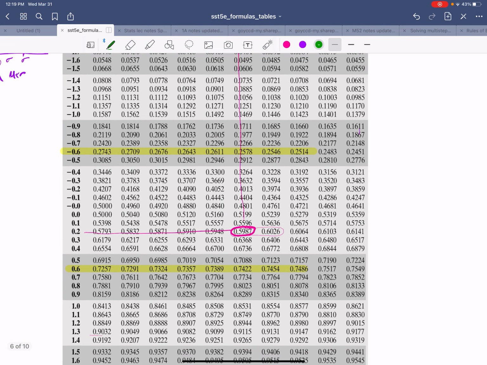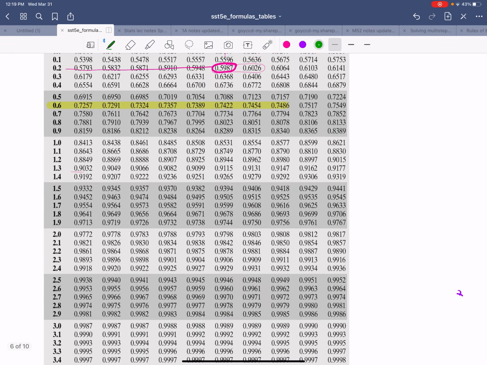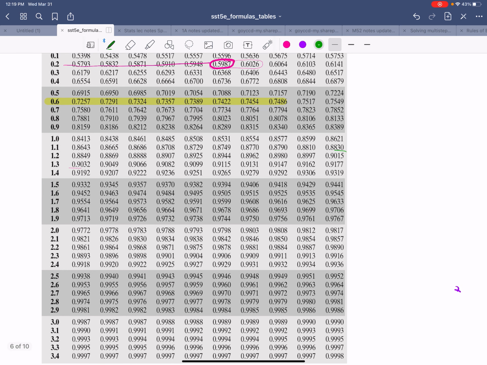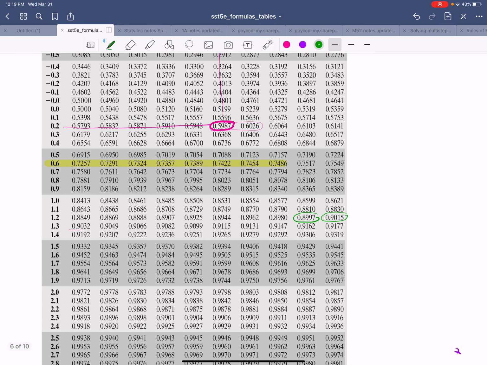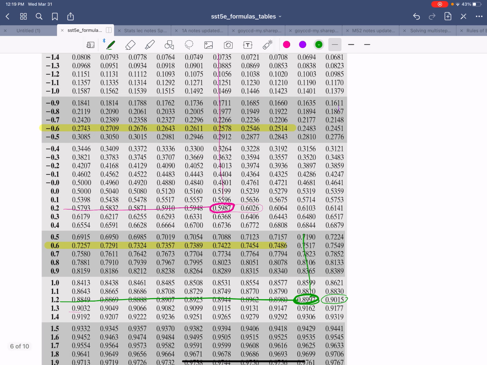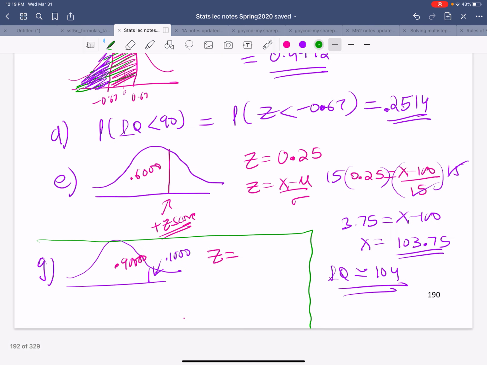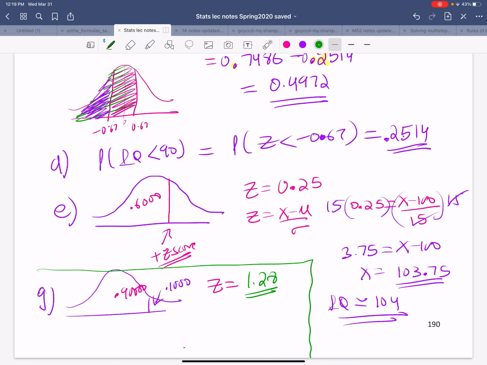90% in the positive z-scores, 0.90. Let's see what's the closest. If we don't have 0.90 here, then we'll go with the one that's closest. 0.9015, 0.8997. Seems like this one is the one that's closest. So my z-score will be 1.28. Okay, 1.28 is my z-score that has 90% area to its left.